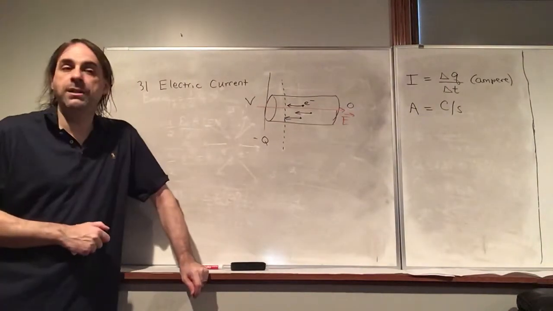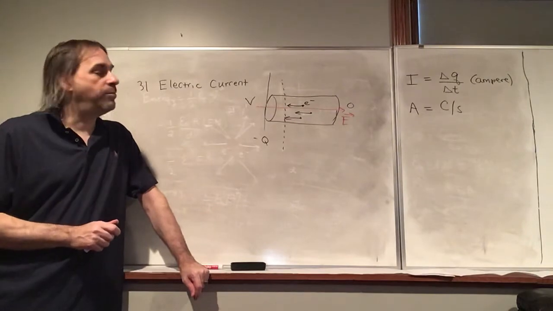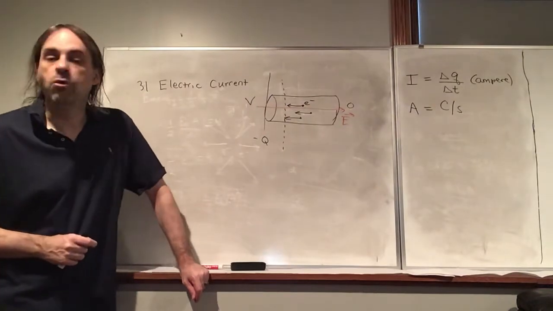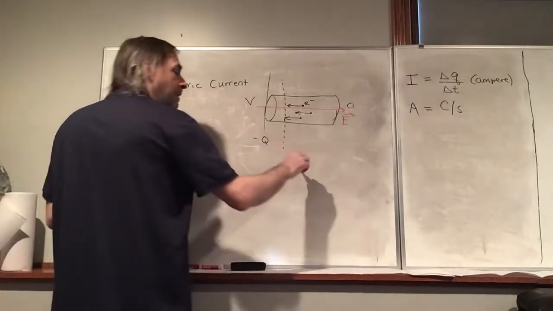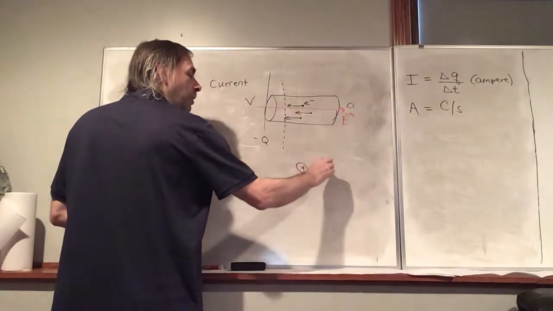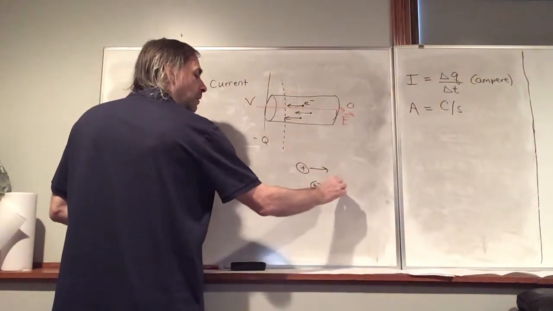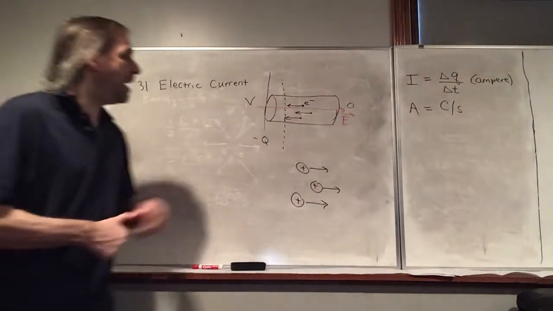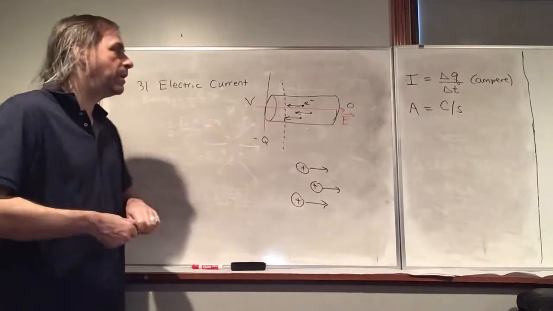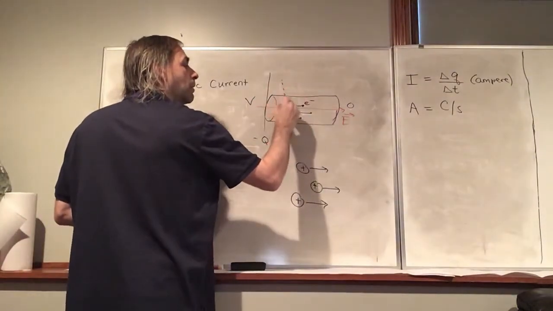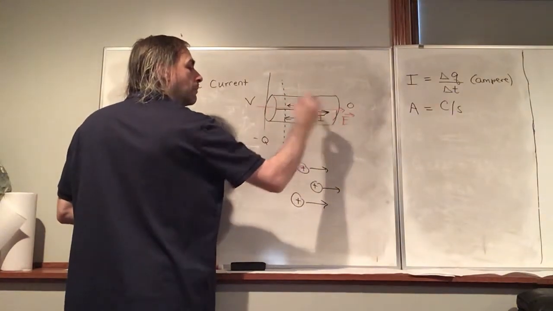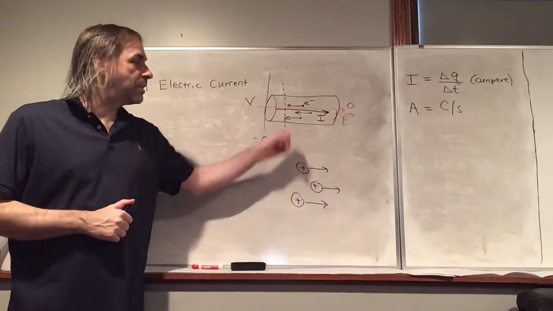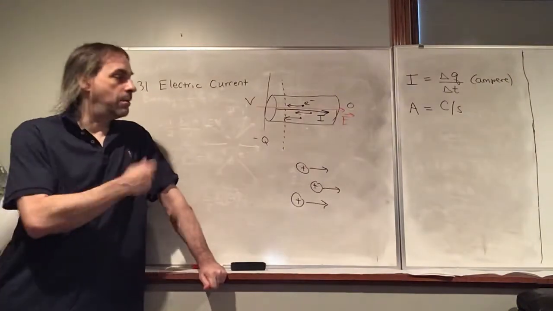And so it kind of makes sense that we define current to be the direction that a positive charge would be flowing. So if we have a bunch of positive charges flowing to the right, this would be a current to the right. Here we have negative charges flowing to the left. This is a current to the right. So if you have positive charges moving, the current is in the direction of those charges. If you have negative charges moving, then it's the exact opposite.